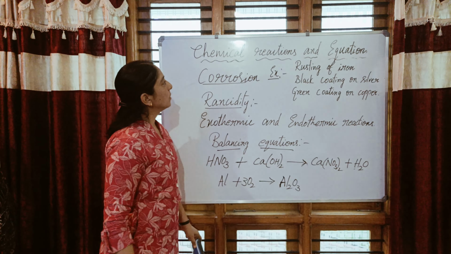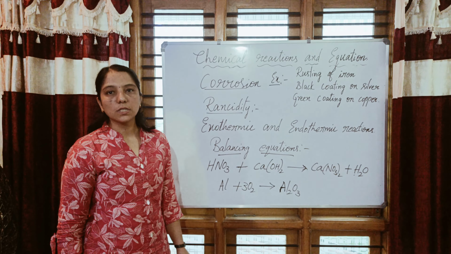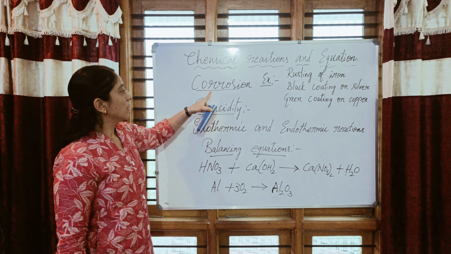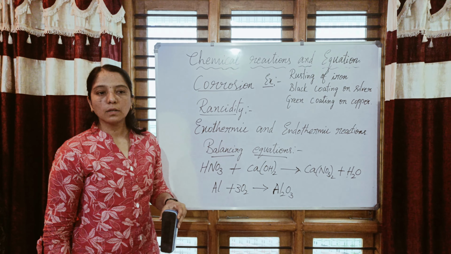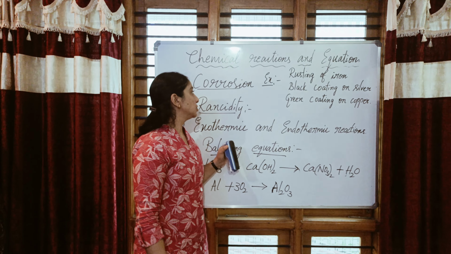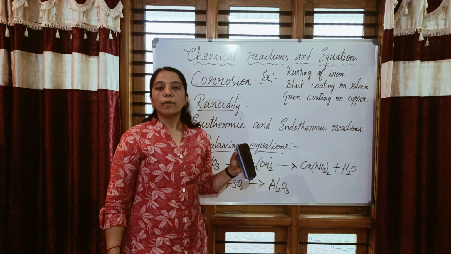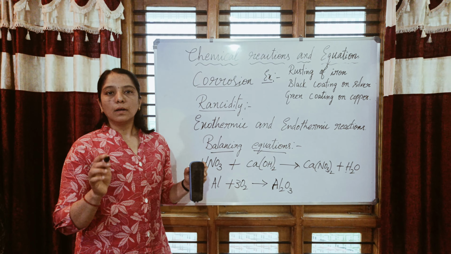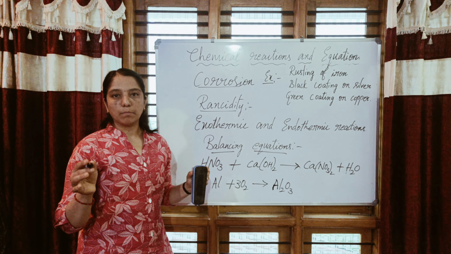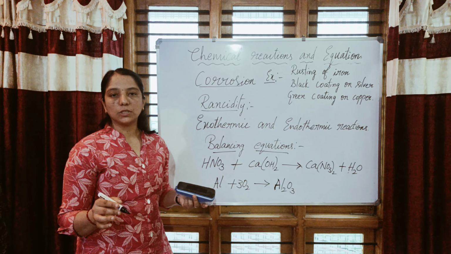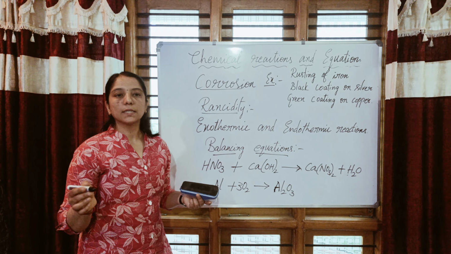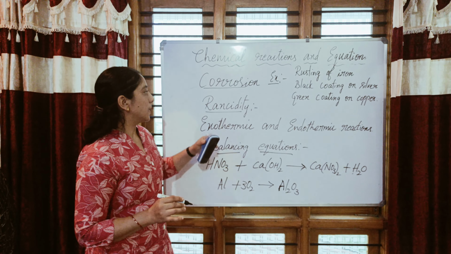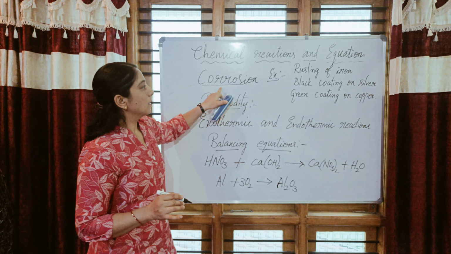Important topics of chemical reactions and equations are corrosion and rancidity. First we go with corrosion. The definition for corrosion is when a metal is attacked by substances, for example air, moisture, acid, etc. They are said to corrode, and the process we call corrosion.